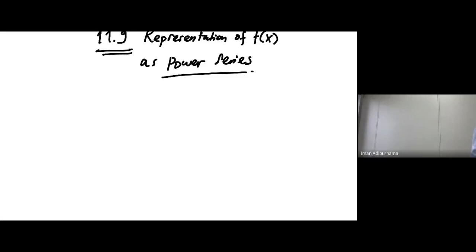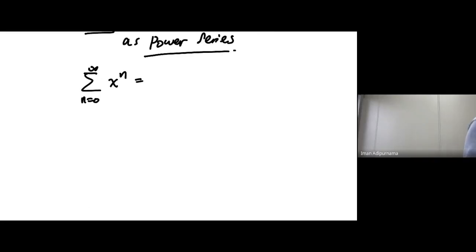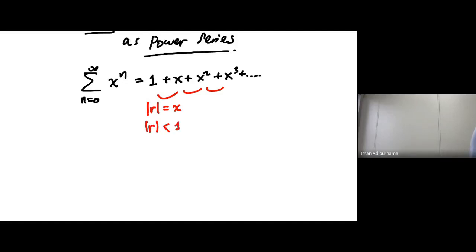Let me write as an introduction the geometric series of x to the power of n. If we expand this geometric series, starting from zero, it will be 1 plus x plus x squared plus x cubed and so on. And you know that the ratio here is x. For a geometric series, the ratio needs to be less than 1 to be convergent. So x should be less than 1.